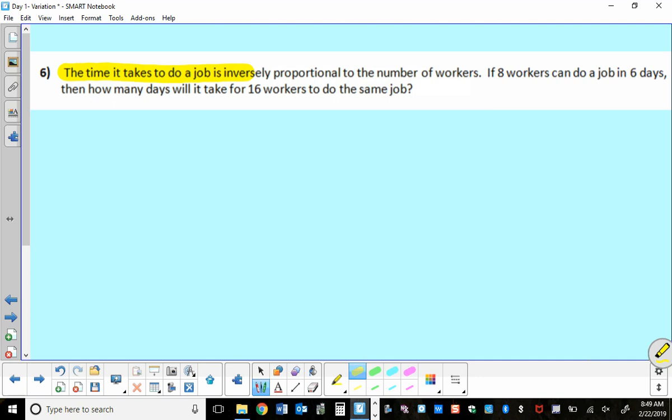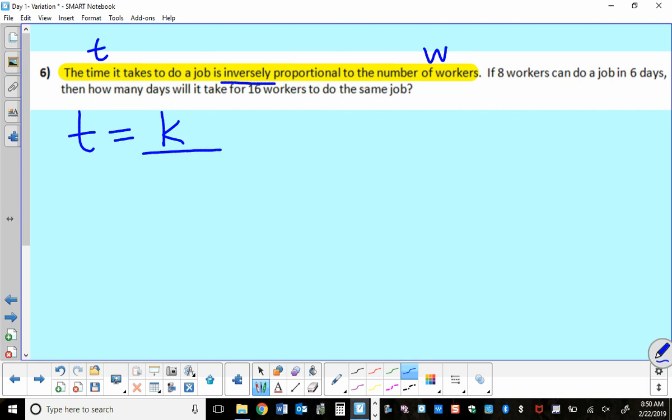So my first part of this sentence is what's so important. On top of your sentence, let's get some variables. The time, that's important, it takes to do a job is inversely proportional to the number of workers. If you want to put an n instead of workers in each number, that's fine with me, as long as you can tell what you're doing. So let's write out my equation. How do I show it inverse? Divide by the number of workers. So I have T equals K divided by W.